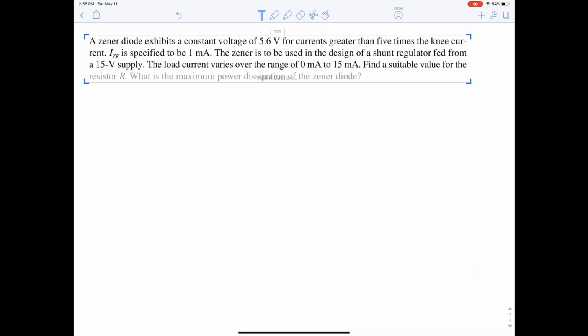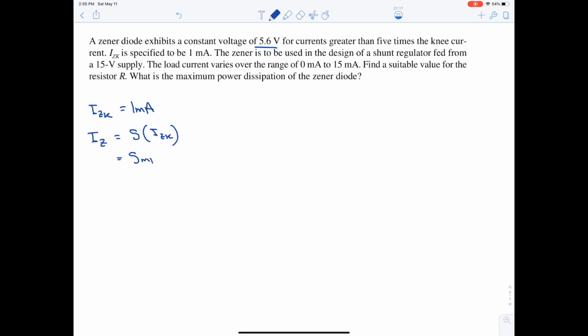The question says, a Zener diode exhibits a constant voltage of 5.6 volt. This is Vz. For currents greater than 5 times the knee current. The knee current is IZK, which is 1 milliampere. So IZ is 5 times IZK. So it's 5 milliampere. Okay.